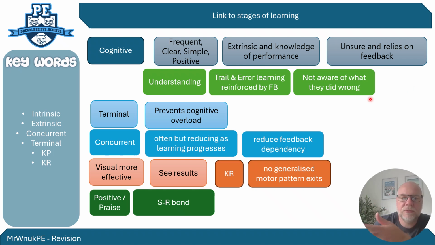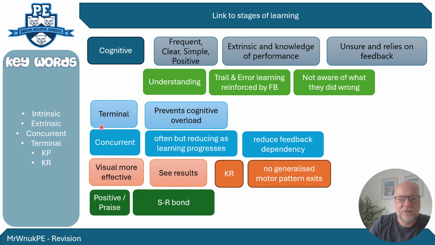That's how they learn. And remember we talked about that SR bond, it strengthens the SR bond. It gives understanding to the performer, and often this phase of learning is trial and error based learning. In the cognitive phase of learning, someone has a go, gets it wrong, has a go, gets it right, and the learning is reinforced by feedback, which is that SR bond. Now, often the beginners in the cognitive stage of learning don't really know what they did wrong, so they need that coach to tell them what they did wrong.